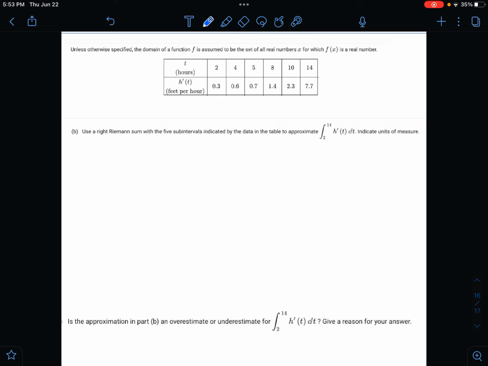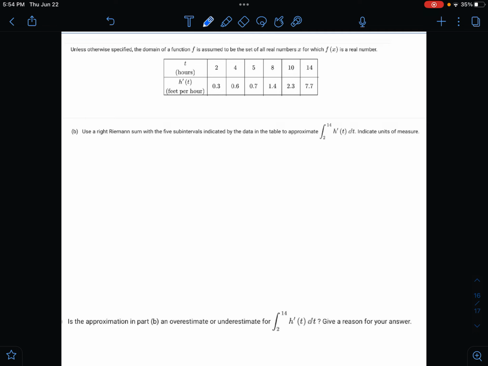Use a right Riemann sum with the 5 subintervals indicated by the data in the table to approximate the integral from 2 to 14 of h prime of t dt. Indicate units of measure. Right, so now let's look at the data.